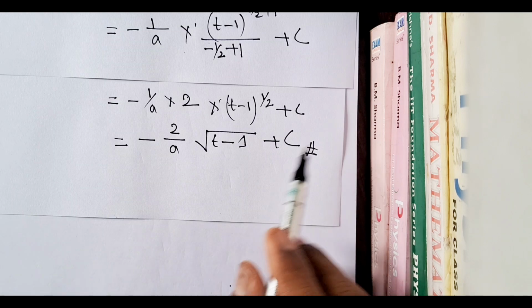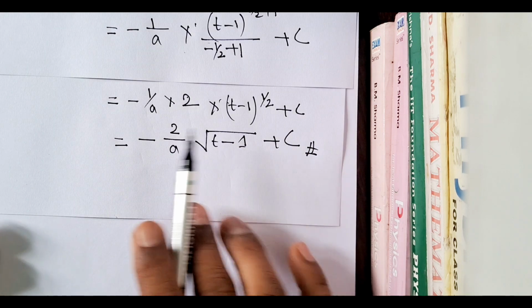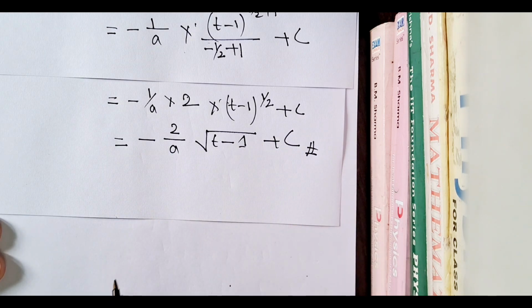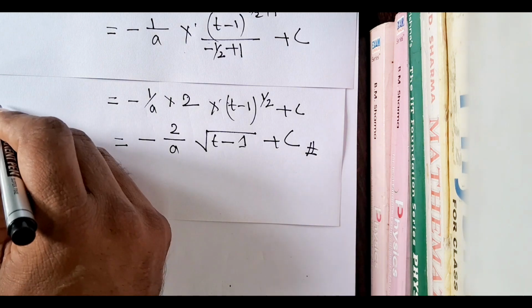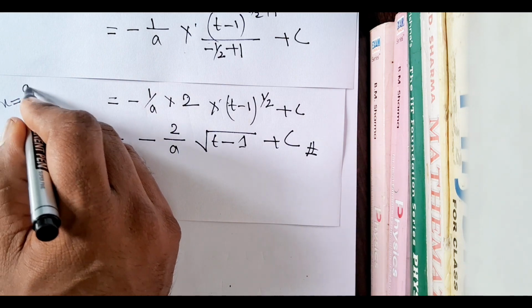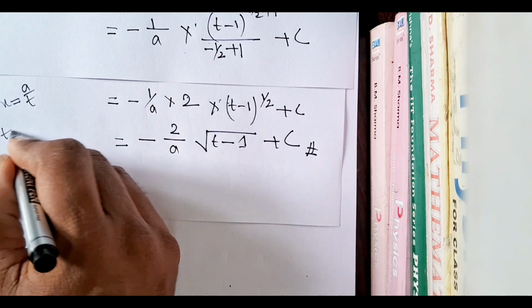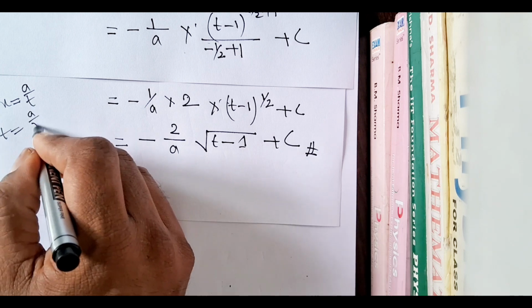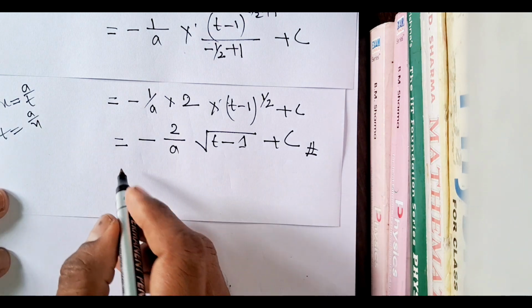Now finally one step was left. The answer in terms of t is correct, but as we assumed x equals a by t, it was our assumption, then t will be what? t will be your a by x. That you have to replace. In terms of x you have to give the answer.